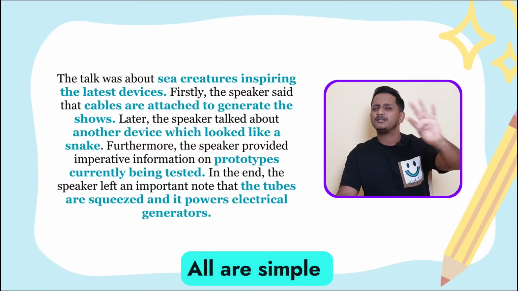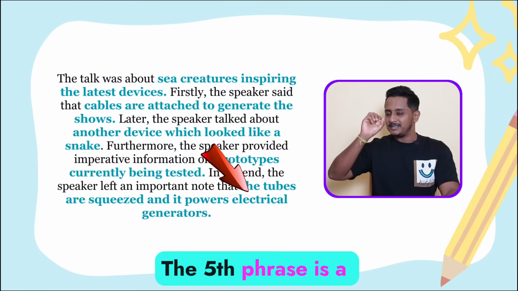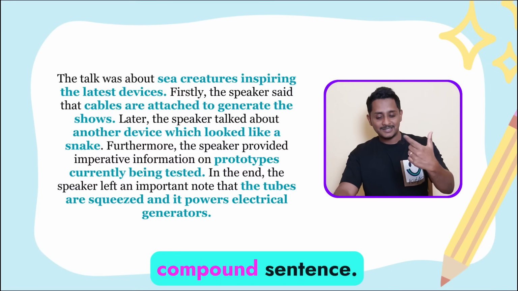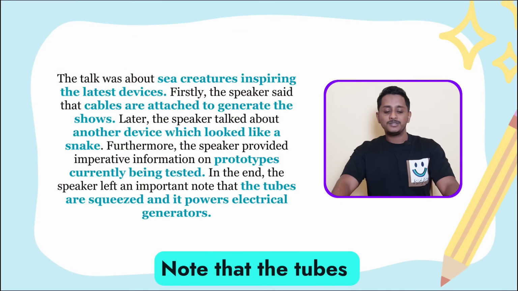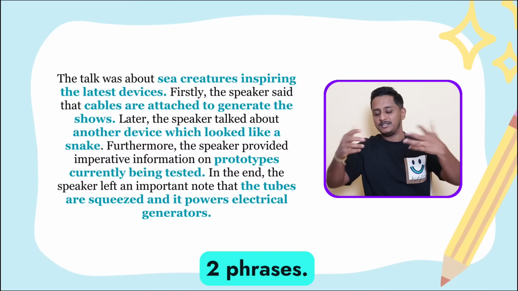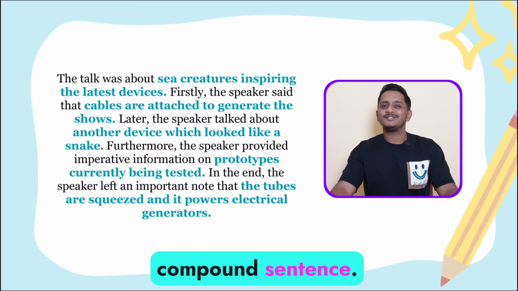In the end, the speaker left an important note that, see, so far the person has written 1, 2, 3, 4 sentences. All are simple sentences. The 5th phrase is a bit lengthier one because the person has tried to write a compound sentence. Note that the tubes are squeezed and it powers electrical generators. 2 phrases, it becomes a compound sentence.